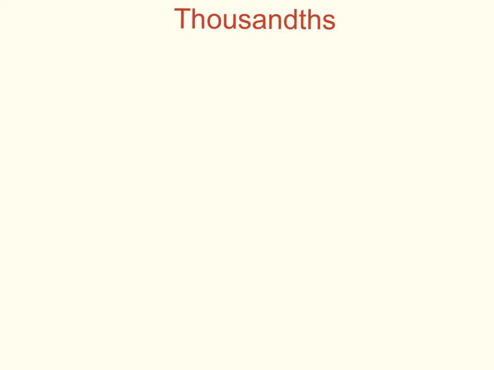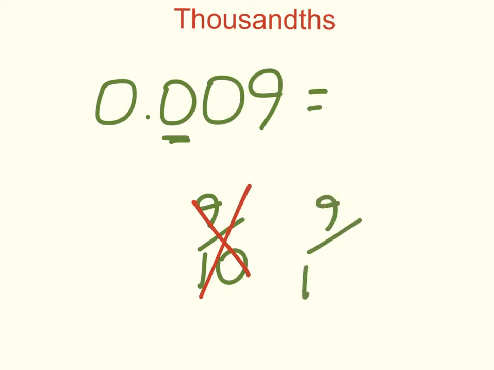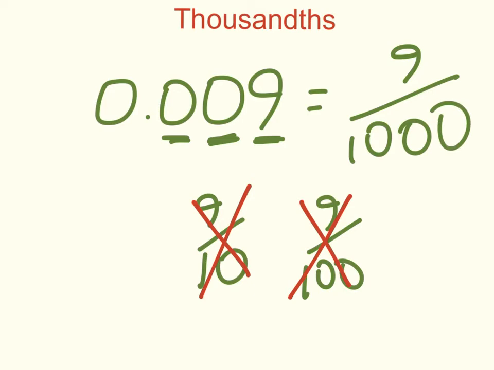Here's one more tricky one for you. Maybe it's tricky, maybe not. You're smart cookies and cupcakes. 0.009. How would I write that as a fraction? Well, I can't write 9/10ths because there's a 0 in the tenths place. I can't write 9/100ths because there's a 0 in the hundredths place. This 9 is in the thousandths place, so I write it as 9 thousandths.